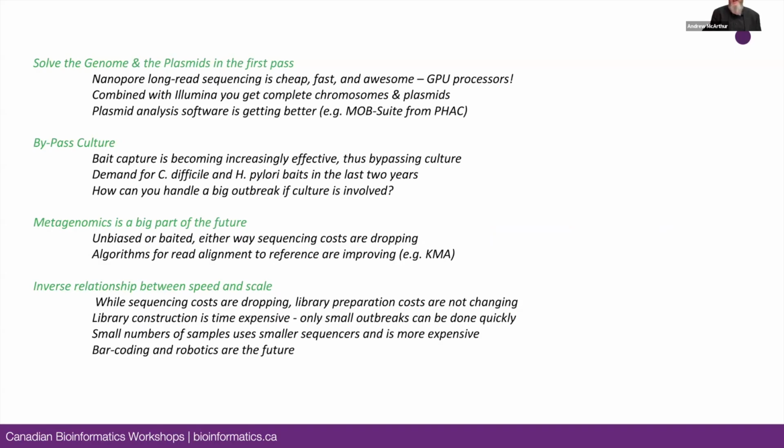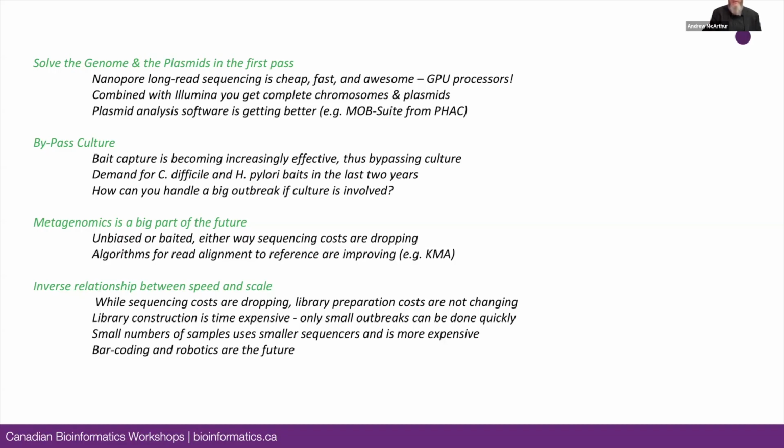So the genome and plasmid at the first pass, right? Nanopore sequencing is cheap and fast and is awesome. It requires GPU processors, and those are getting more expensive all the time because of the AI bubble, we'll call it. You combine it with Illumina, you tend to get really good complete chromosomes and plasmids. And we've heard already about MobSuite and others; we're getting better tools to understand plasmids.